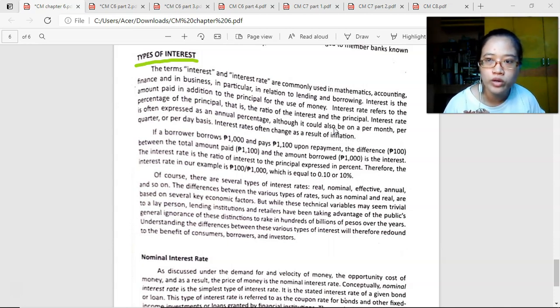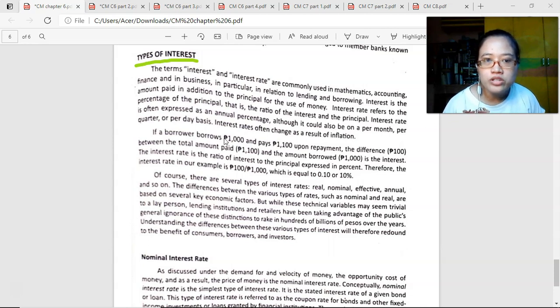Okay, so if you borrowed 1 million pesos and the interest rate is 12% for 1 year, so that means you need to pay 120,000 for that 1 year. Okay, so if you're going to pay that back in 1 year, at the end of that year, you need to pay a total of 1,120,000. Okay. But the amount you borrowed is only 1 million.